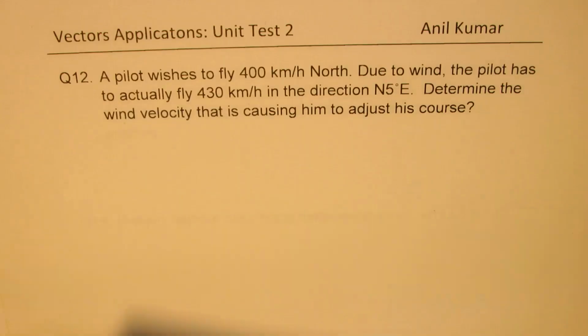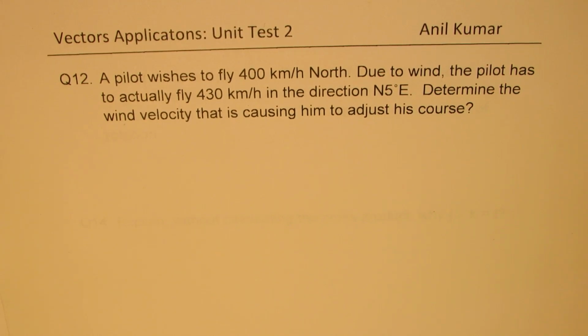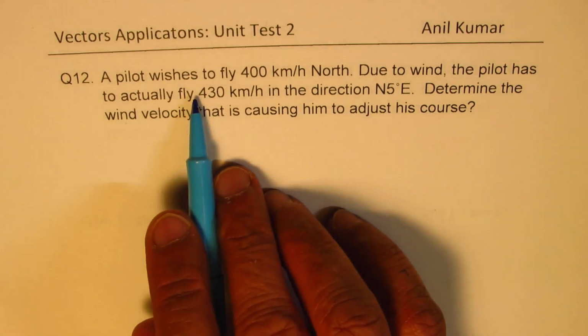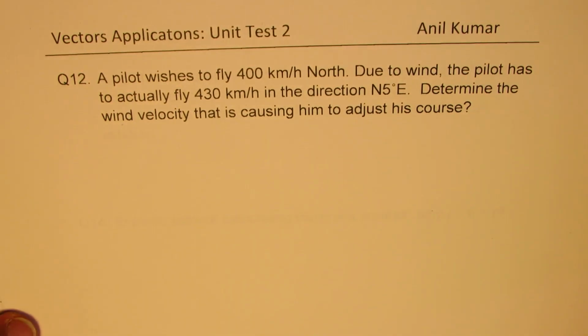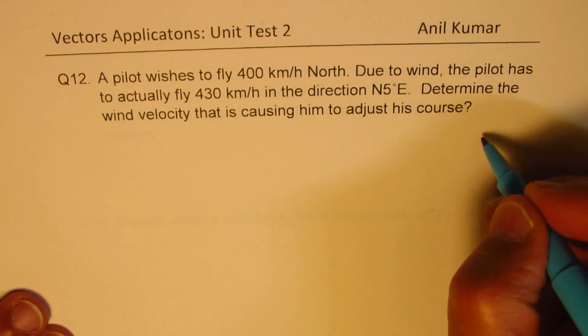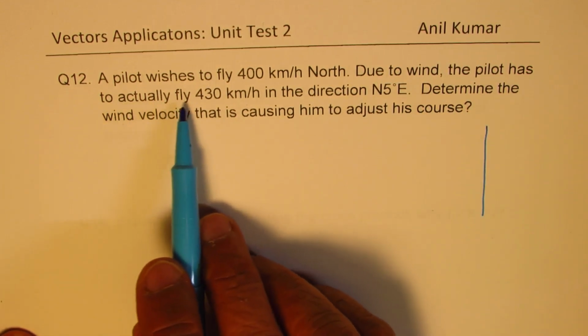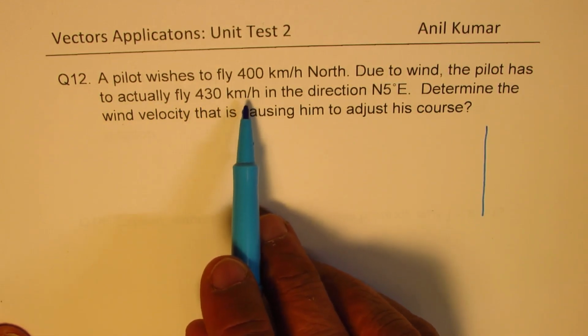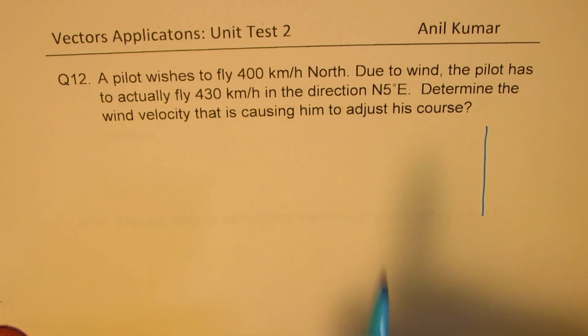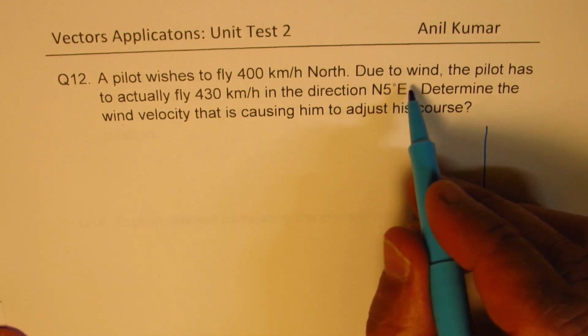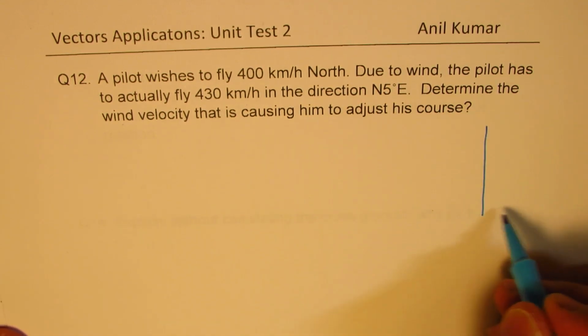Okay, let's move on and take the next question, which is question number 12. A pilot wishes to fly 400 kilometers per hour north. Due to wind, the pilot has to actually fly 430 kilometers per hour in the direction of from north 5 degrees east.